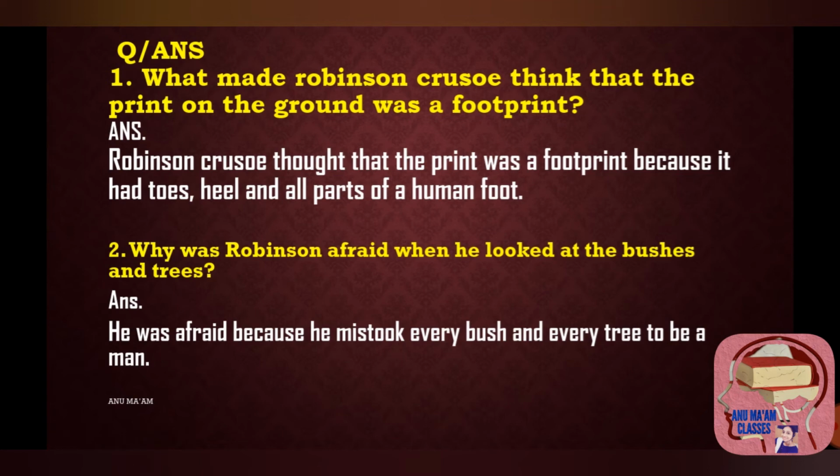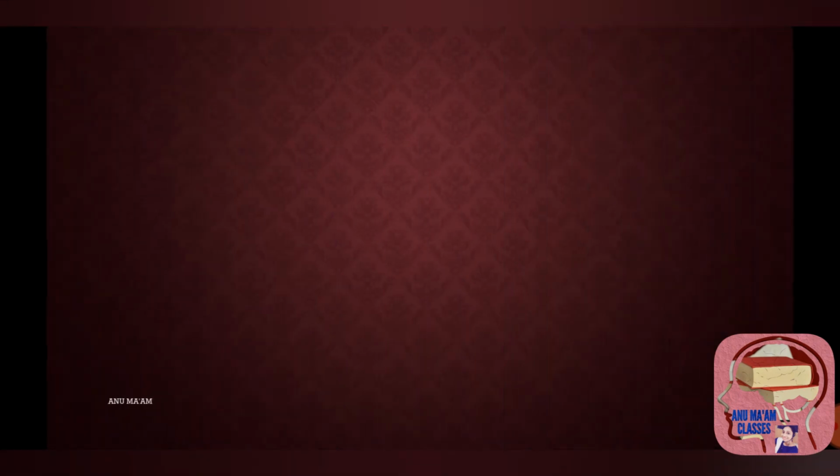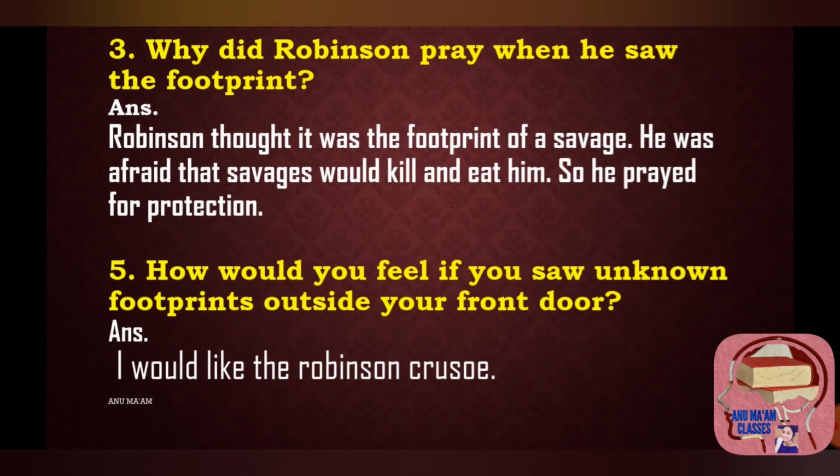Why was Robinson afraid when he looked at the bushes and trees? So the answer is he was afraid because he mistook every bush and every tree to be a man. Next, question number 3. Why did Robinson pray when he saw the footprint? So the answer is Robinson thought it was the footprint of a savage. He was afraid that savages would kill and eat him. So he prayed for protection.